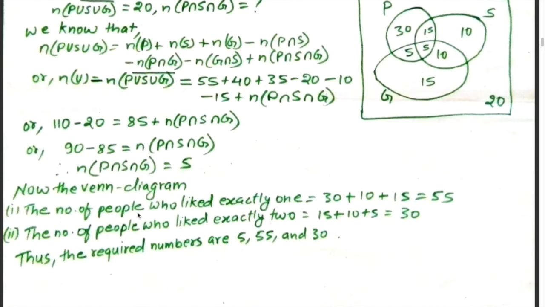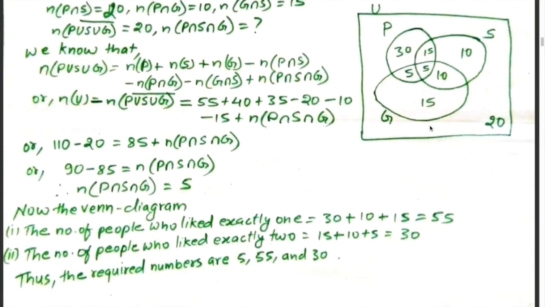Now the number of people who liked exactly one means n only P, n only S, plus n only G, equals 30 plus 10 plus 15 equals 55. Now the number of people who liked exactly two means n(P ∩ S) only, n(P ∩ G) only, n(G ∩ S) only, which is 15 plus 10 plus 5 equals 30. The required numbers are 5, 55, and 30.